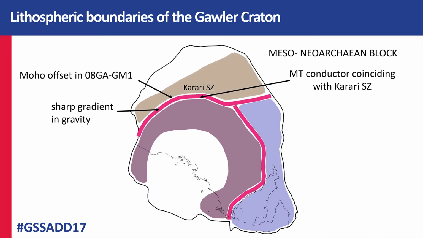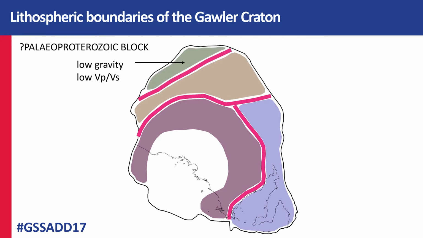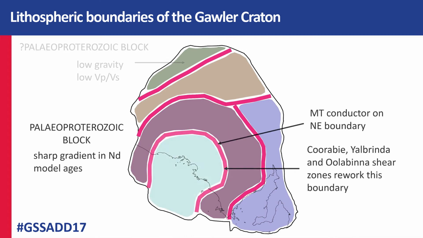And then in the north, we saw in the MT that arcuate conductor north of the central Gawler Craton. Well, that coincides with where the Karari shear zone is. So I think that shear zone's reworking another big boundary. We saw an offset in the seismic along this boundary, and there's a sharp gradient in the gravity for part of this boundary. This corner of the Gawler Craton is going to be the focus of Tom's talk, but this boundary coincided with that big gradient in the gravity and the Vp/Vs ratio.